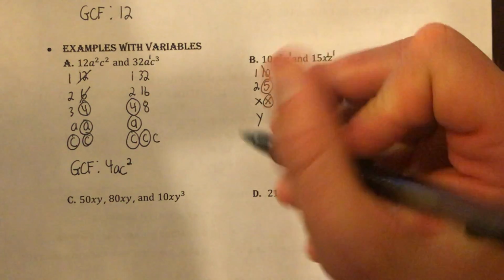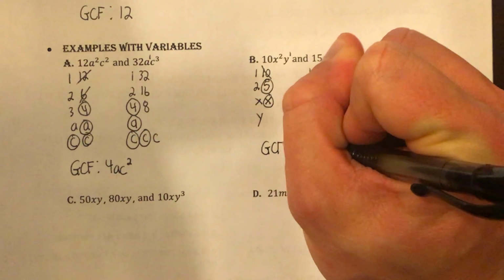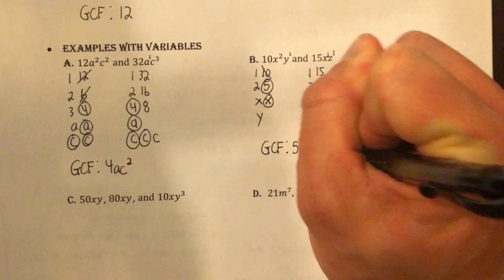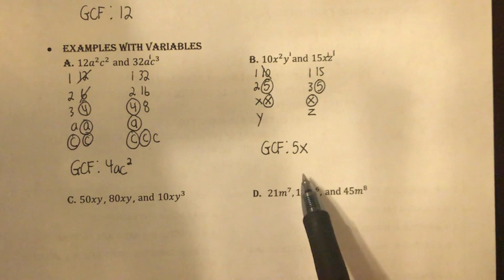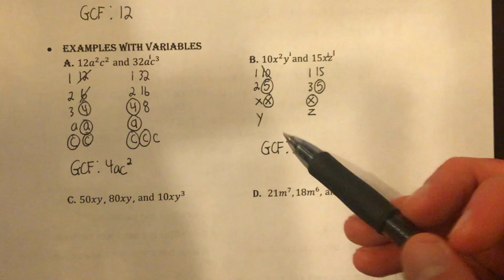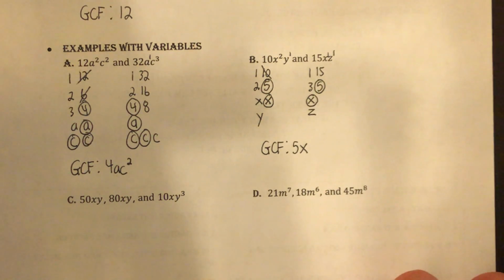So when I look for my greatest common factor, the things that I circled were 5x. And there's my greatest common factor. That's what they have in common is 5x. We could multiply 5x times something for both of these terms and come out with that, is essentially what it's saying. So 5x, greatest common factor.